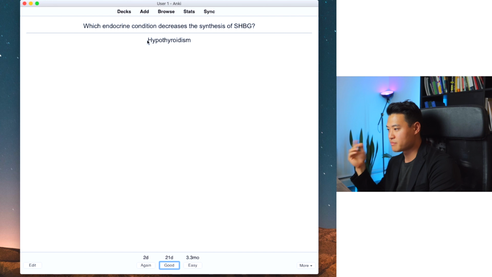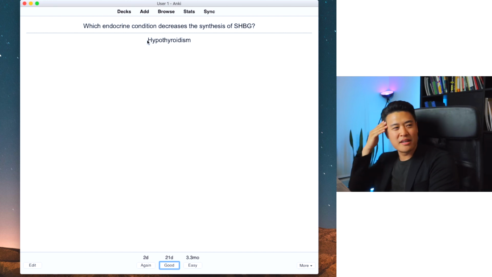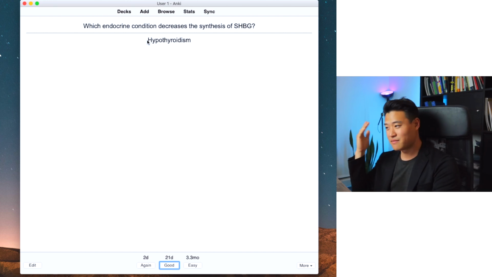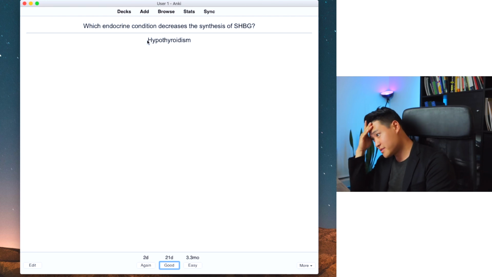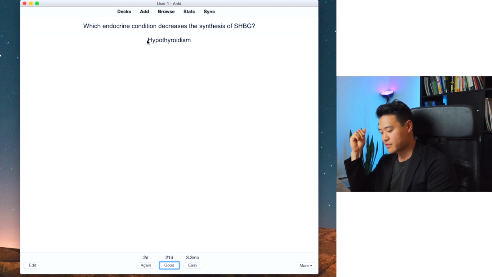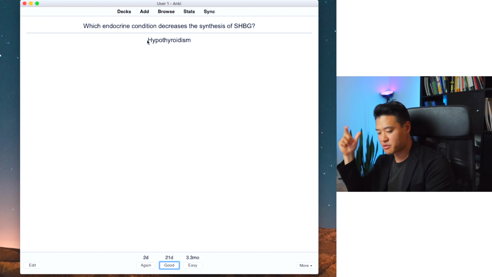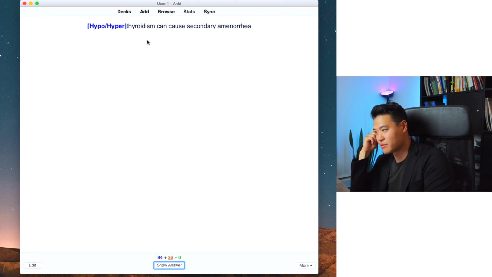So hypothyroidism, yeah. I can work it through like this, but obviously this is not quick enough for a test. So I need to figure out a faster way that I can answer this question. So hypothyroidism causes a decrease in synthesis of sex hormone binding globulin. I'll try to remember it just quickly like that. I answered this question correctly, but I know that I might forget it 3 months down the road, so I'm just gonna press good.